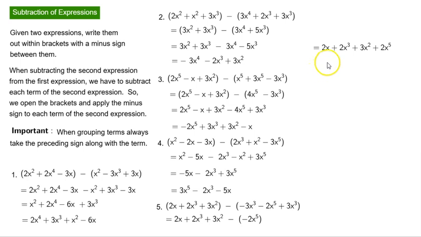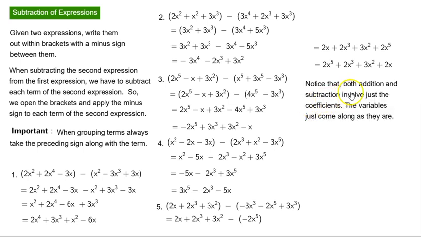And this minus and minus becomes plus. So 2x plus 2x cube plus 3x square plus 2x to the power of 5. And just writing it in the descending order of the power of the variable. Now notice that both addition and subtraction involve just the coefficient. The variables remain as they are. So the variables just come along as they are.